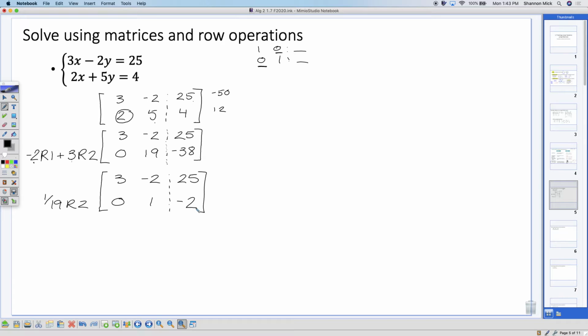Okay, so now I need to get this -2 to be 0. What do I need to do to this 1 to get that to be 0? Multiply by +2. Okay, so R2 plus 2R1. So 2 times 0 is 0. 0 plus 3 is? 3. Why would it be R2? Because if it's in column 2, I need to be using row 2. Okay, 2 times 1 is 2. 2 and negative 2 is? 0.